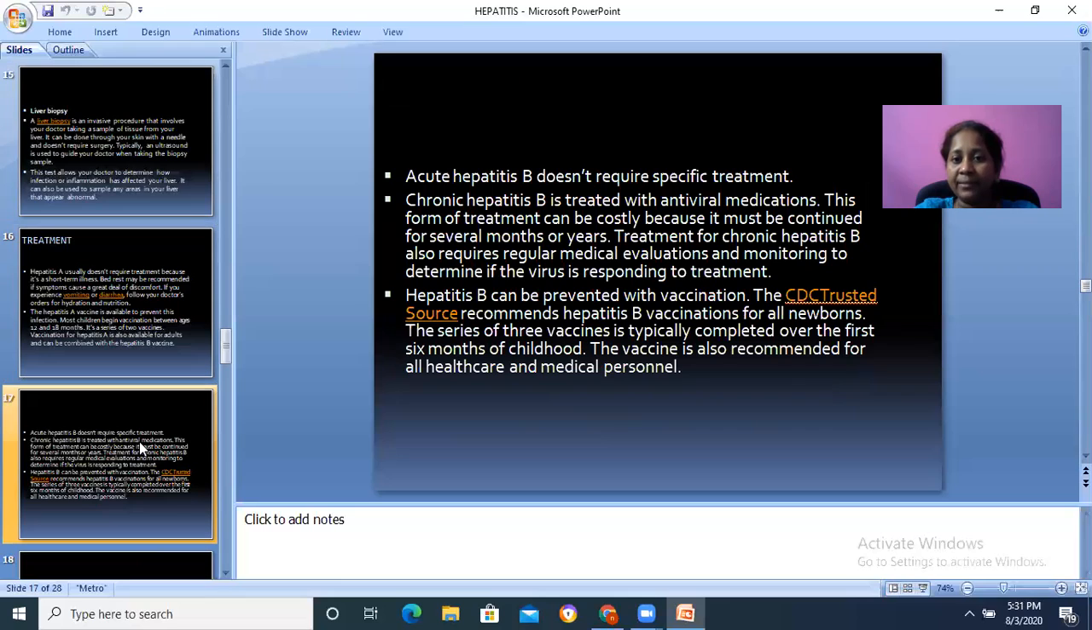Acute hepatitis B does not require any specific treatment. Chronic hepatitis B is treated with antiviral medications. This form of treatment can be costly because it must be continued for several months or years. Treatment of chronic hepatitis B also requires regular medical evaluations and monitoring to determine if the virus is responding to treatment.